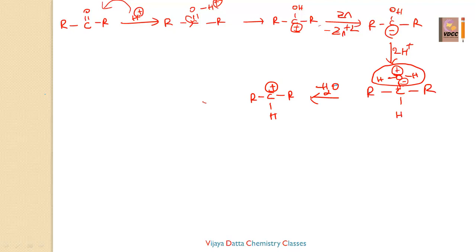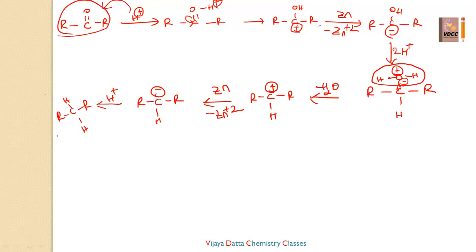Again here, carbon is having the positive charge. The same phenomenon: adding the zinc, it donates two electrons to the carbon, then carbon converts into a negative charge. Now to this negative charge we are adding the H plus, then it converts into R-CH-R. That is, the R-C=O we have taken has been converted to RCH2R.